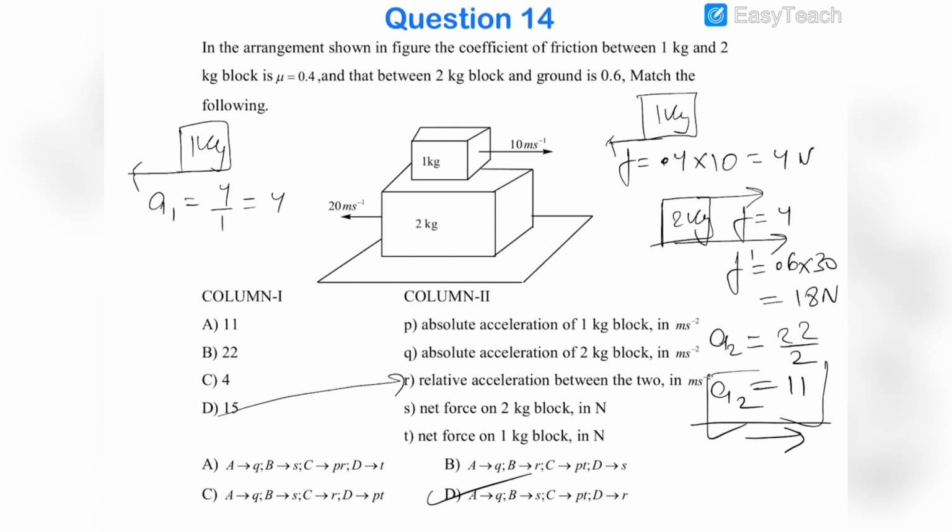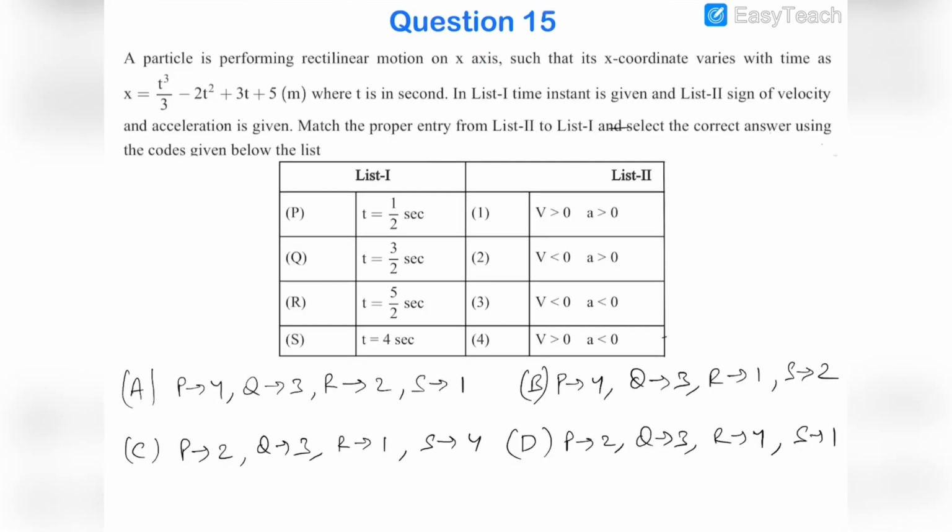Now we move on to the next question. In this question, you can see that there is a particle which is performing rectilinear motion on the x-axis in such a way that its x coordinate varies with time as this equation, where x is its x coordinate and t is the time. We have to match the correct options. So let us first of all analyze the options.